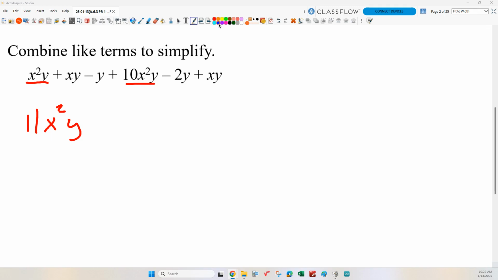Let's see about the xy's. I've got one there and one there. So how many total do I have? Two xy's. And then I've got a negative 1y and a negative 2y, which combines to negative 3y. So minus 3y. Give me thumbs. How are we doing? You've done all this stuff before. No big deal.